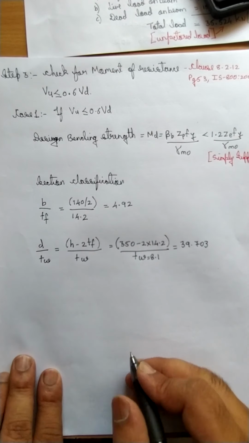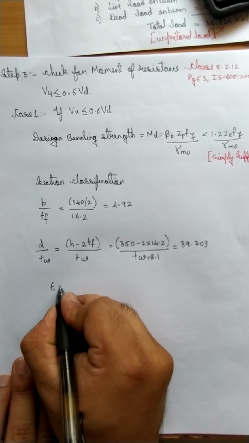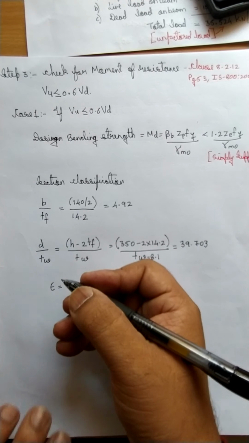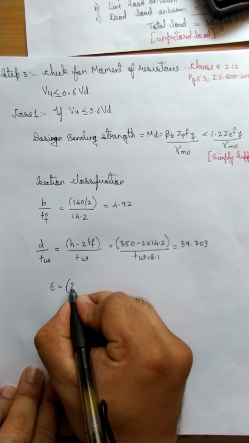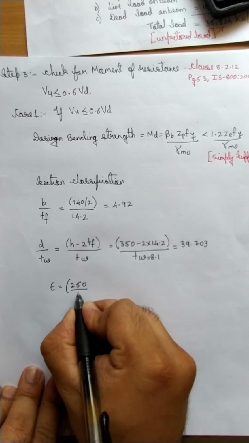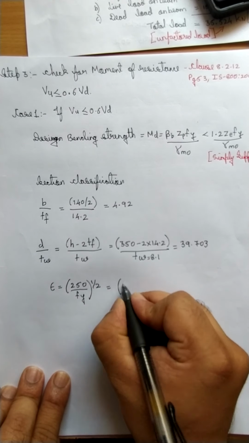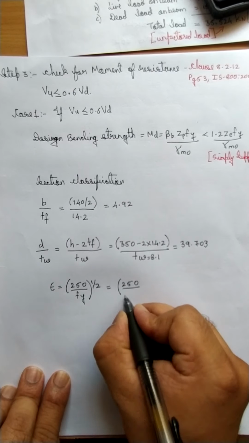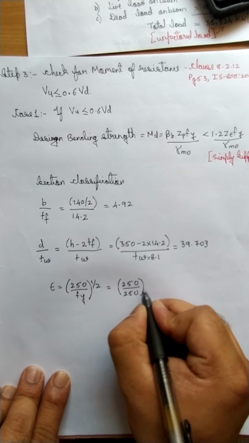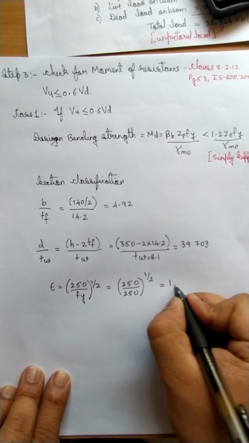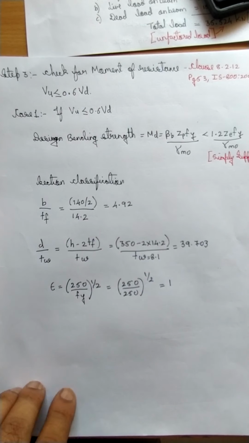So let us see. What is the epsilon value? Epsilon value is nothing but 250 divided by Fy, whole raised to half. Fy we already know is 250 Newton per mm square. So this will be equal to 1. So epsilon value is 1.